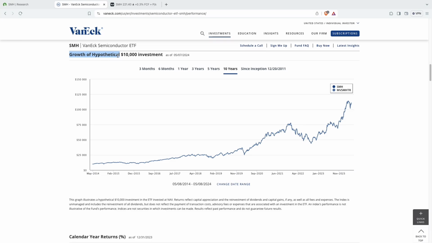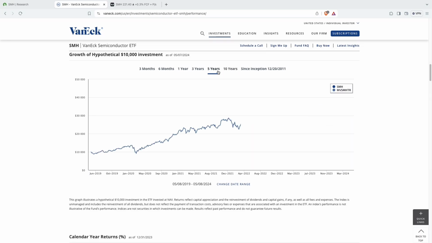Switching back over to the VanEck issuer website, let's take a look at the growth of a hypothetical $10,000 investment. We'll take a look over a 10-year period. If you invested 10 years ago, it would start at $10,000 and finish at over $110,000. Switching to the 5-year view, a mere $10,000 would have grown to roughly $41,000.